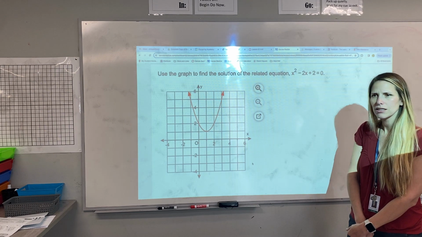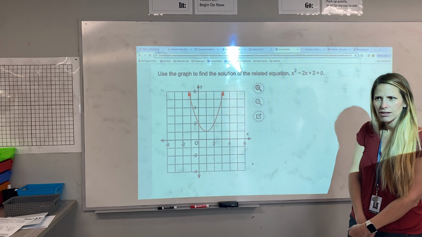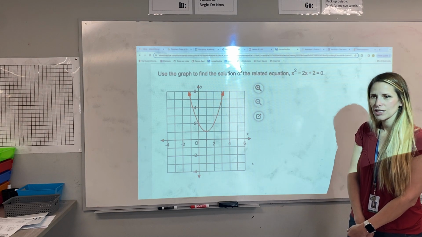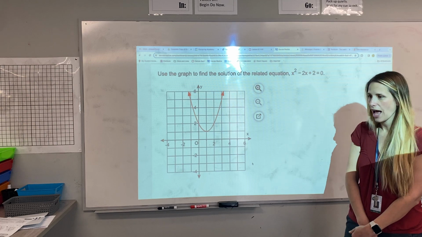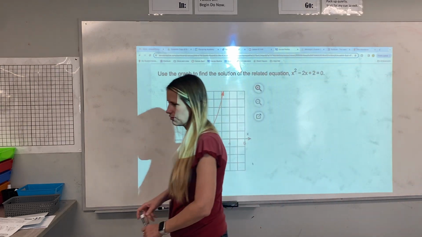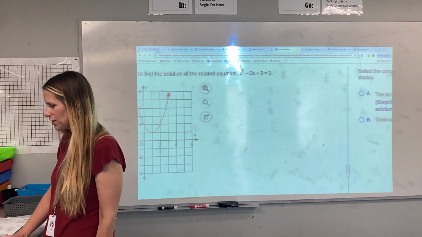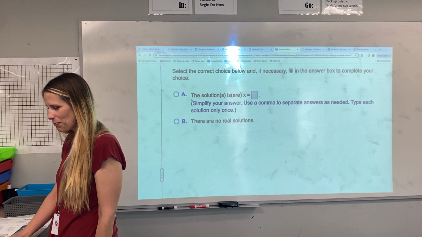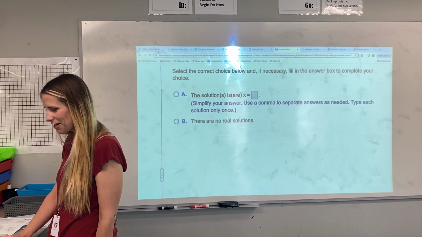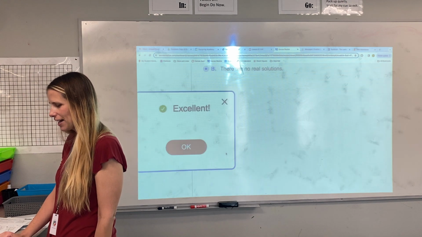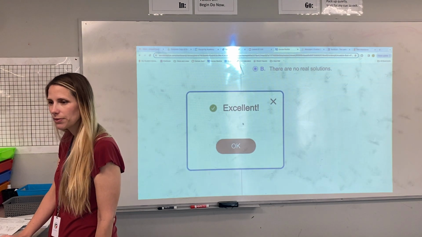What does that mean? No solution. If it doesn't touch the x-axis, it doesn't have any real solutions. So we go over to our little multiple choice here. We skip A because there are no solutions, and we click B. And then we get some encouragement.